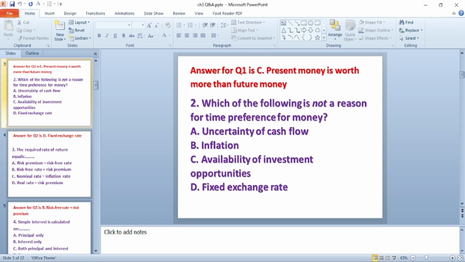Question number 2. Which of the following is not a reason for time preference for money? A. Uncertainty of cash flow. B. Inflation. C. Availability of investment opportunity. D. Fixed exchange rate. The answer for this question is the fixed exchange rate.